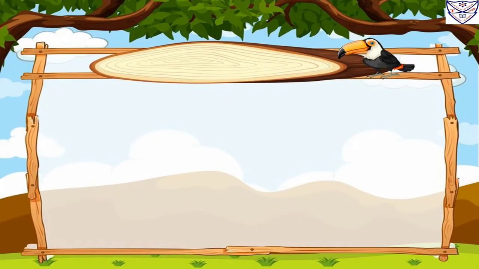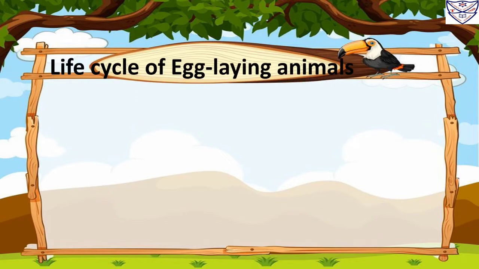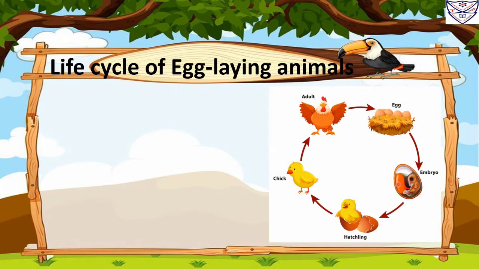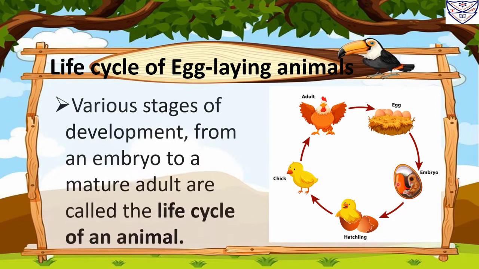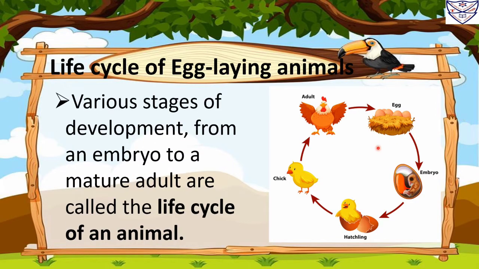The yolk contains food for the growing baby or embryo. The embryo develops into a chick. Within the egg, the embryo goes through various stages of development before the egg hatches out and the chick comes out. The chick then grows into an adult. The various stages of development from an embryo to a mature adult are called the life cycle of an animal.